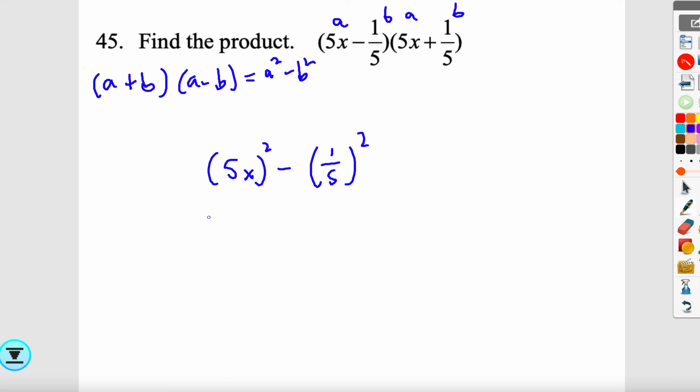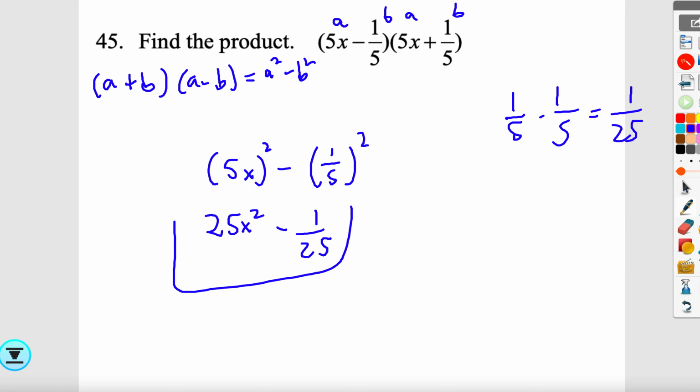5x times 5x is 25x squared. 1/5 times 1/5 is just multiply the tops with the tops, bottoms with the bottoms. 1 times 1 is 1. 5 times 5 is 25. So this is minus 1 over 25. And we're done. Do not overthink these guys.